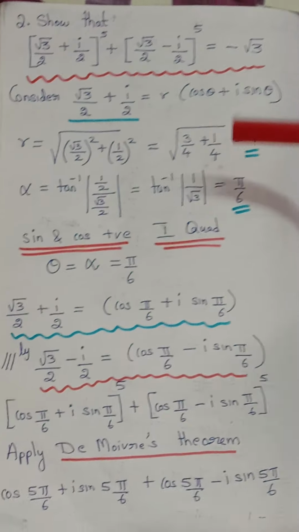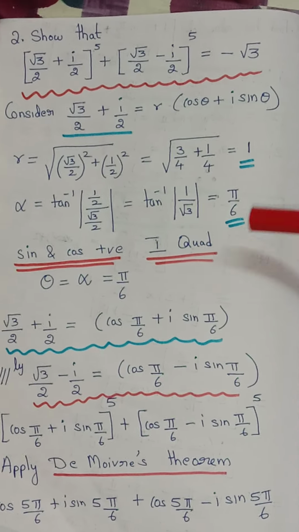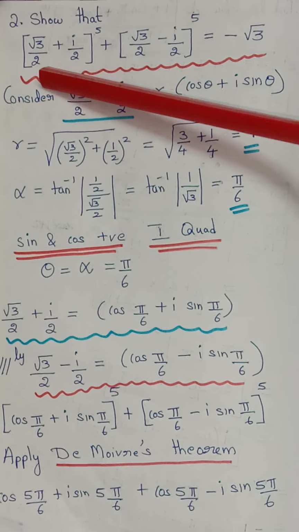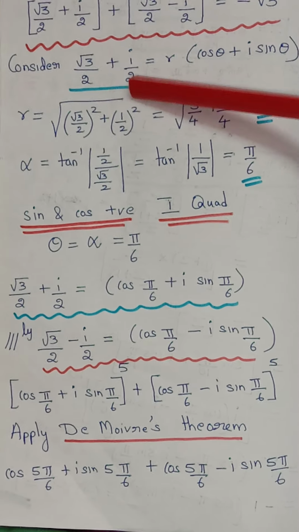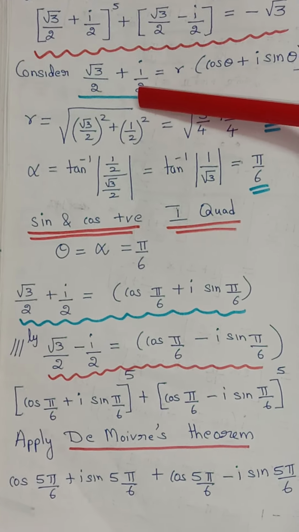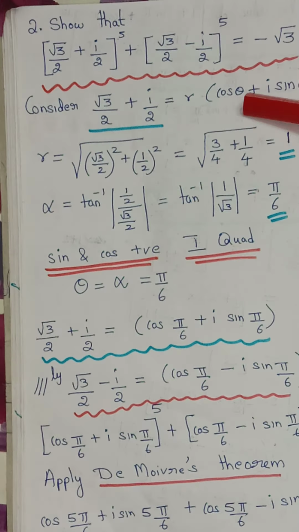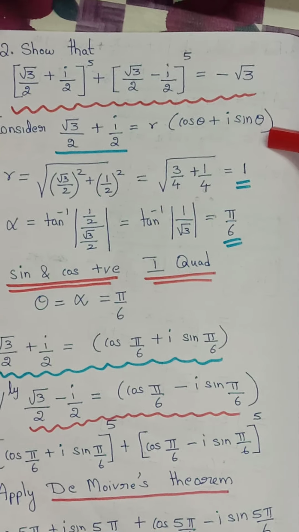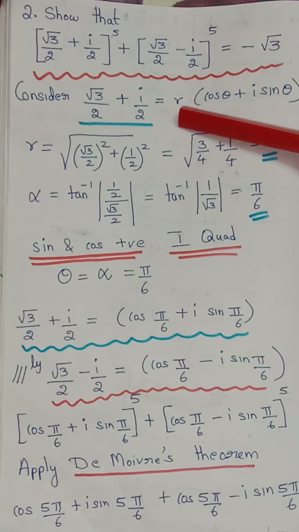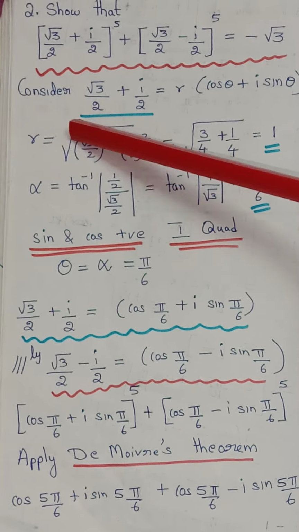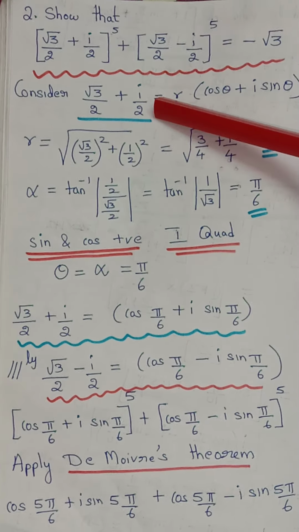Now, how to start is, first we have to consider the term inside the first bracket. Inside the first bracket, what is the term you have? Root 3 by 2 plus i by 2. You have to express it in polar form. What is polar form? r cos theta plus i sin theta. You have to find out r. What is the formula for finding r? Square root of real number square plus imaginary number square.